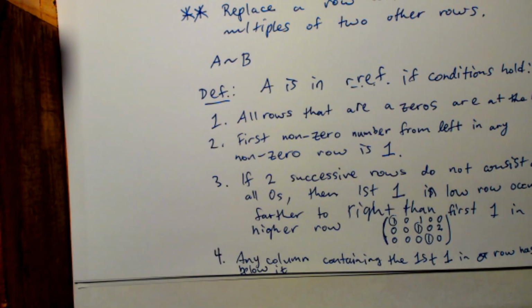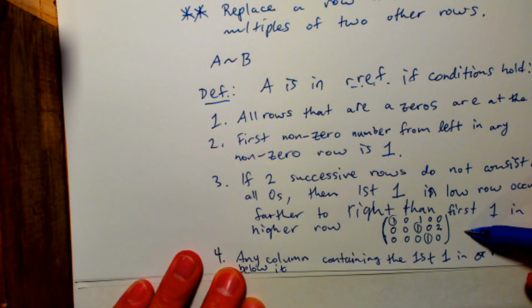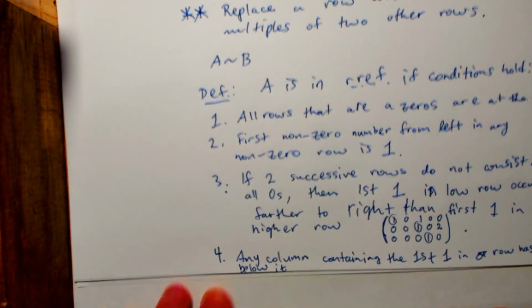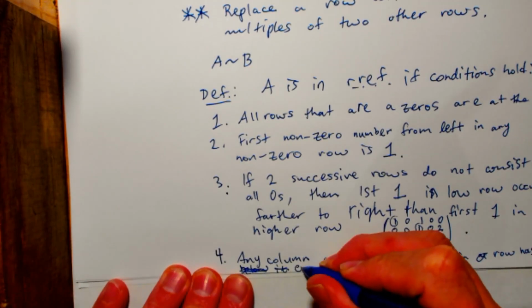Alright, so oh, no, I'm misunderstanding that. Okay, sorry. Okay, in any column containing the first one in a row, it has zeros everywhere else, so not just below it. That's the property I'm talking about. So this one is not in row reduced echelon form, but it does satisfy condition 3. Okay, so not below it, we'll say everywhere else.